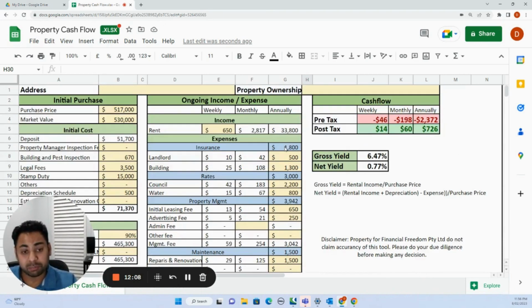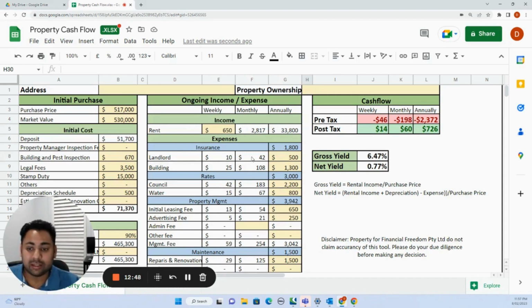So if you talk about pre-tax, this property is negative geared, right? So it's harming you $46 every week, and monthly and annually it's harming you $2,372. But this is the very first year. With time your rent increases, and that pre-tax can also convert into positive very soon. For example, my own property was rented for $330. Within 1.5 years, it is now rented for $500. It is currently $475, but the new lease is signed for $500.